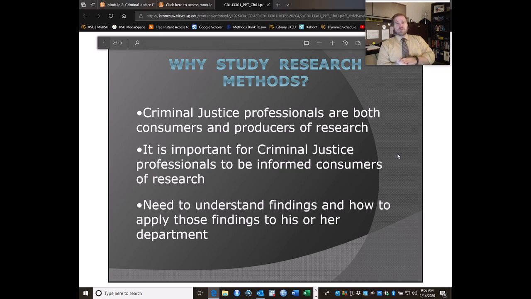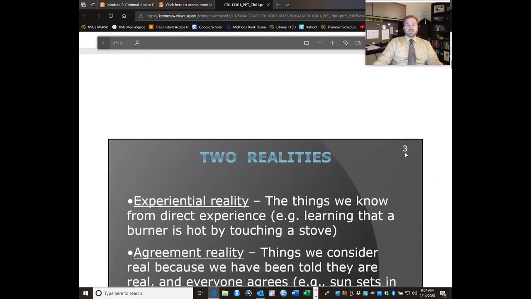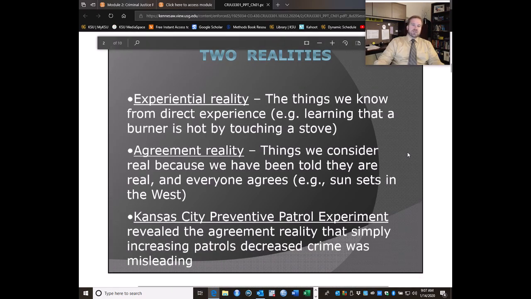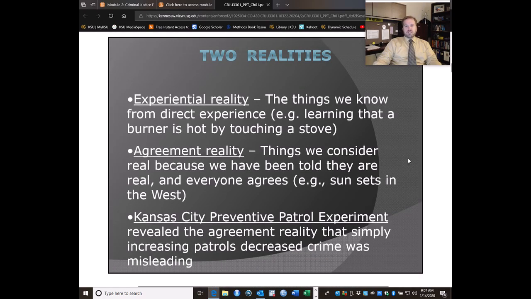Criminal justice professionals are both consumers and producers of research. You all probably don't produce too much research at this particular juncture, but at the end of the class you are going to be writing a research proposal, which is how you propose to do some research. So then at that point you would be coming close to producing some research. Now, if you're a graduate student, we would have you actually producing some research, and you'd actually have to analyze some data and stuff.